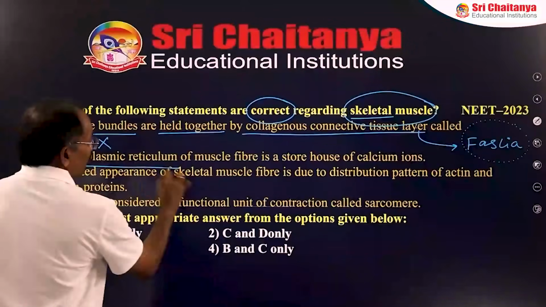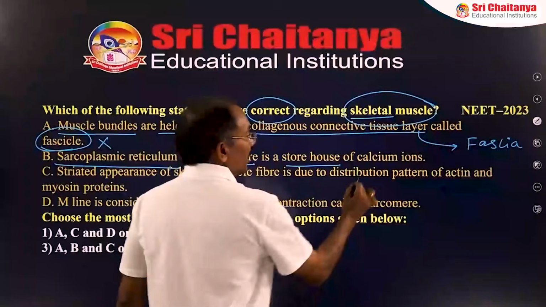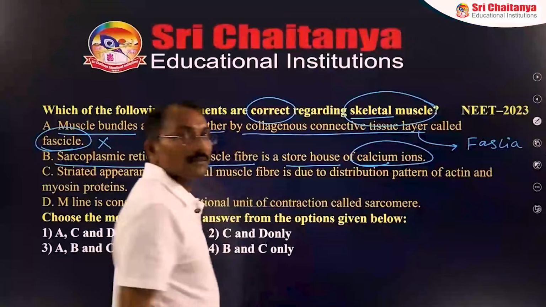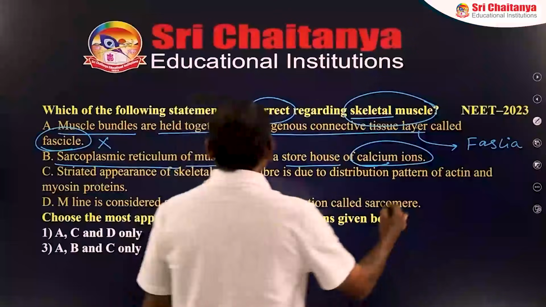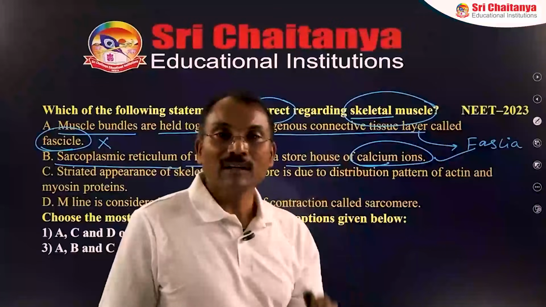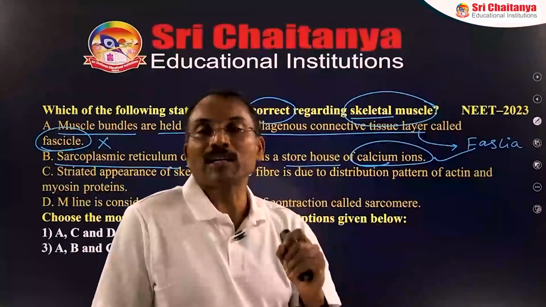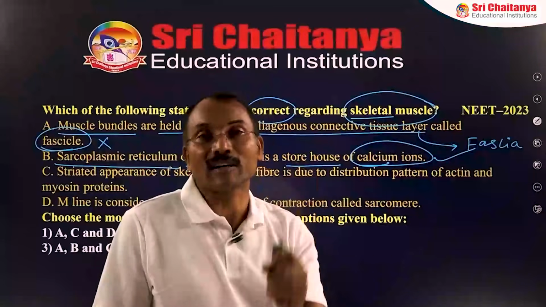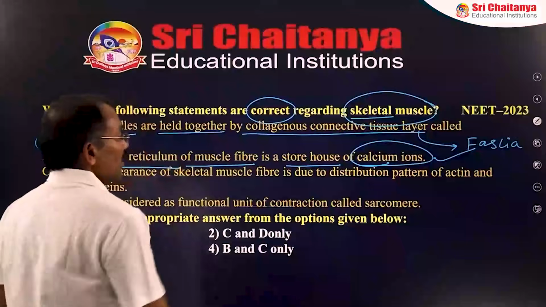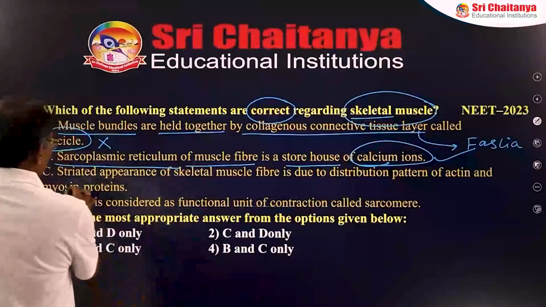Sarcoplasmic reticulum of muscle fiber is a storehouse of calcium ions. That is right. So this statement is true. Calcium ions are stored in sarcoplasmic reticulum. The part of sarcoplasmic reticulum, that is cisterna. Those cisternae store calcium ions, so it is correct statement.